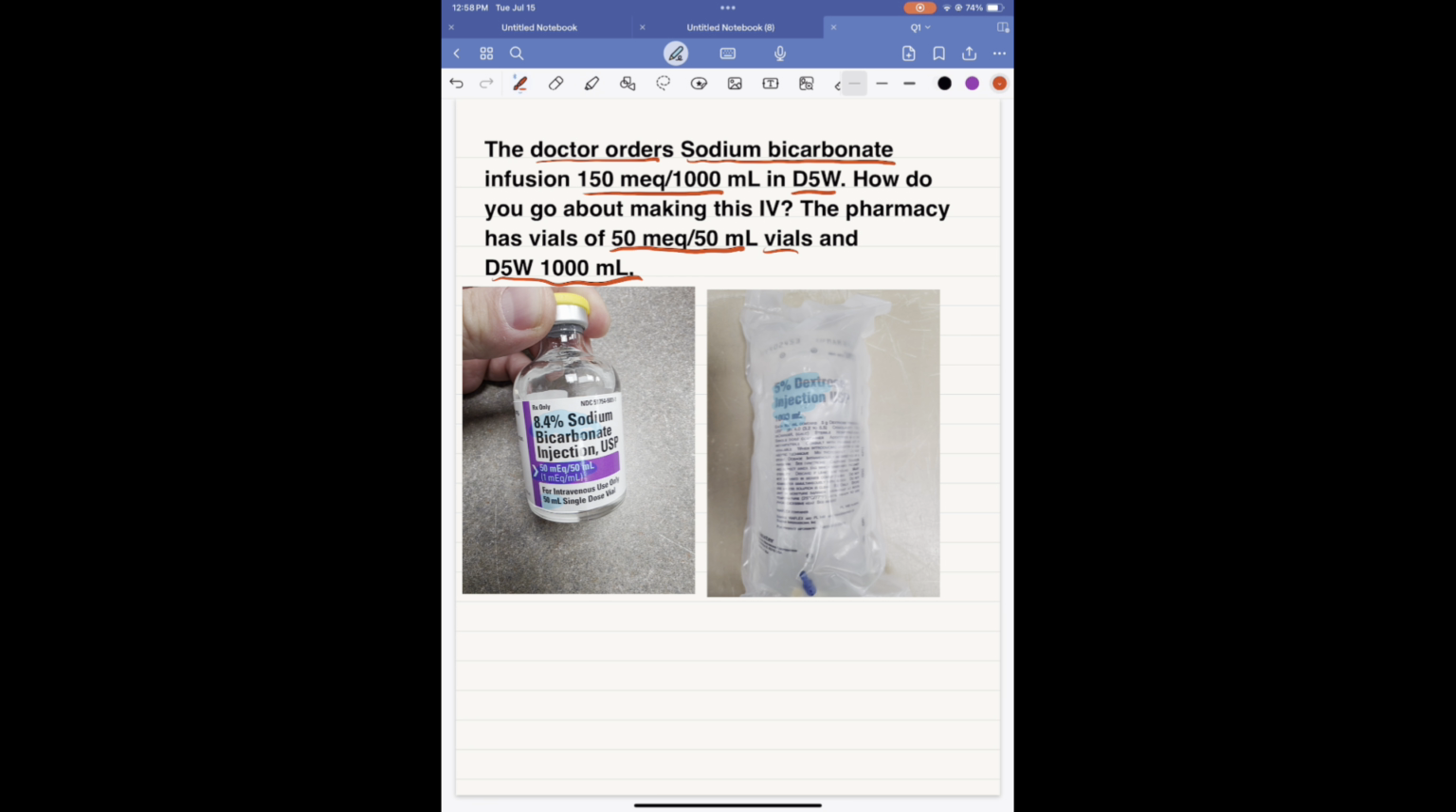So, 1 mEq per 1 ml, very important. You can just do it in your head: 50 mEq times 3 is 150, and that's it. Three vials is what you would use.